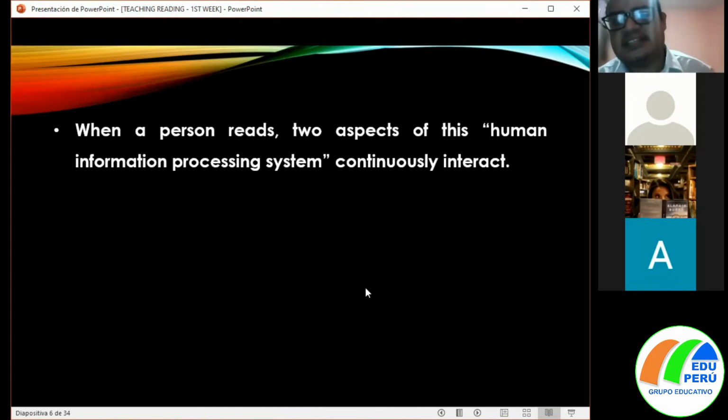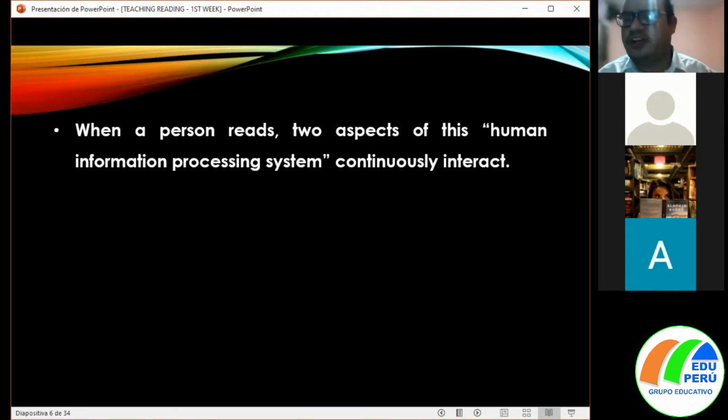when a person reads, two aspects of this human information processing system continuously interact. Do you have any idea which are these two aspects? Here it says that we have two aspects when we read, and they interact with each other. Nobody? You can write it in the chat, or you can use your microphone. There are two aspects that, when we read, are going to interact continuously.